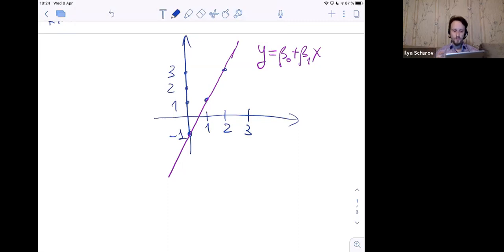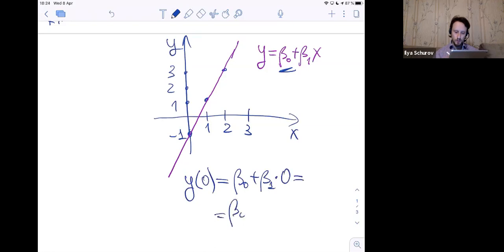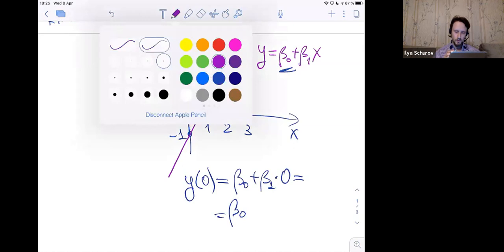How can we see it from the graph? First of all, beta naught is easy, because what is beta naught? If we put zero instead of x, so if we find y of zero, then this is just beta naught plus beta 1 times zero. This is just beta naught. And we see from the graph that the corresponding value is shown just here, because this corresponds to x equals zero. So this is just this value. I can draw it.